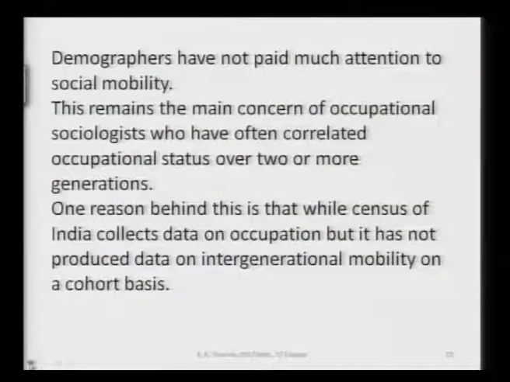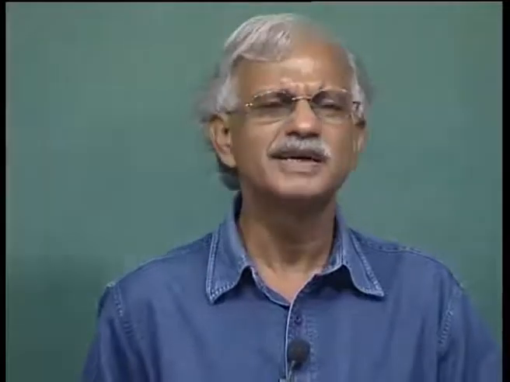Demographers have, however, not paid much attention to social mobility. I said that there are five demographic processes: fertility, mortality, nuptiality, migration, and social mobility. Demographers have focused mostly on nuptiality, fertility, mortality, and migration. For a long time, we spent more time on studies of mortality and then on fertility and the family planning program. It is only now that more attention is being paid to health related variables. Social mobility has rather been an ignored area in India.